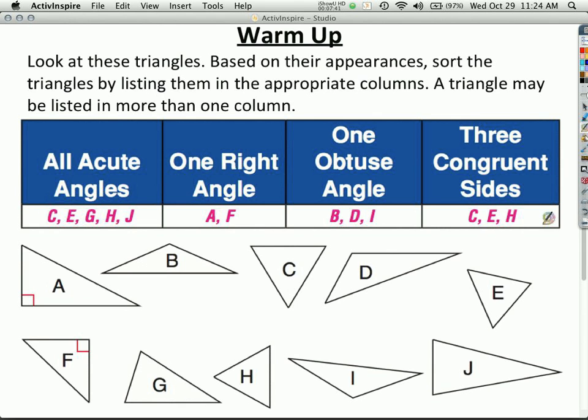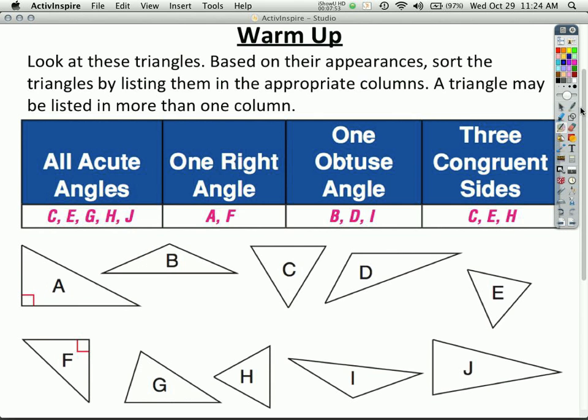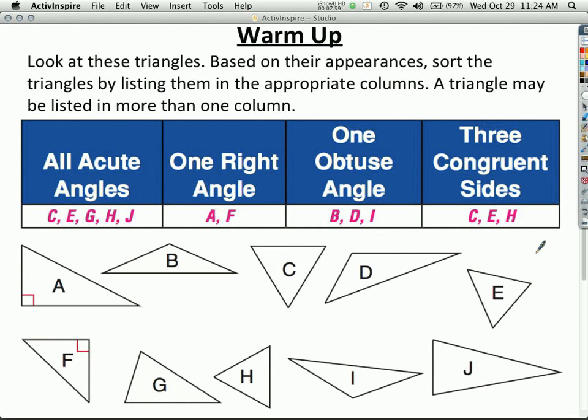So a couple things you'll notice is that C, E, and H showed up in 2 columns. All acute and the 3 congruent sides. Interesting. I wonder what that means. Maybe we'll learn about that. Any comments or questions on the warm-up activity?